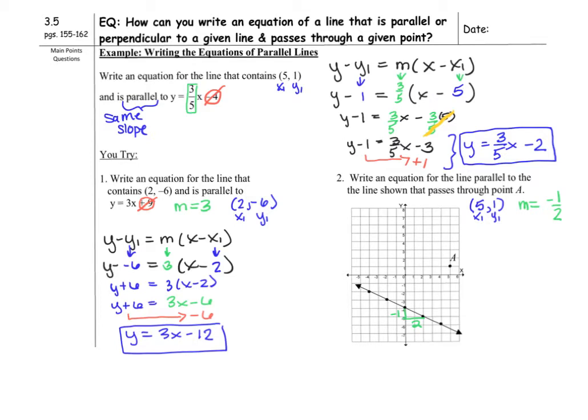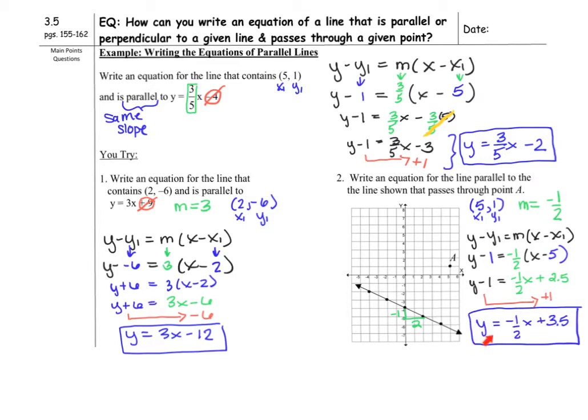So I'm going to use these values and substitute them into my point-slope formula. So go ahead, substitute in all the values you know and find the equation in point-slope form first. You should have had y minus 1 is equal to -1/2 times x minus 5. Now simplify this equation to get the slope-intercept form of the equation. You should have had y equals -1/2 x plus 3.5.